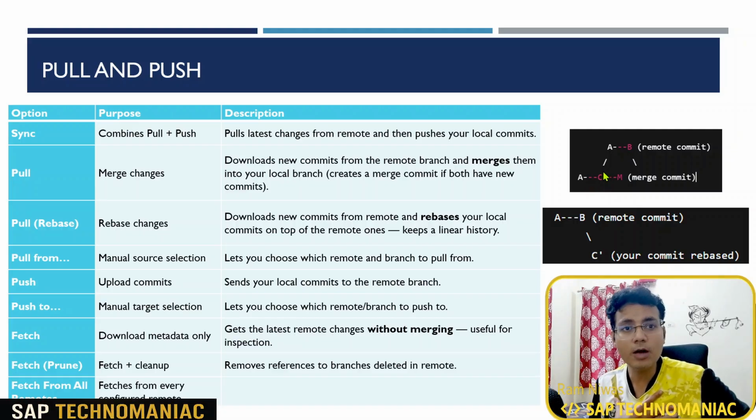Then whenever you commit, you will call the pull. What it will do, you will be having the separate thing called the merge. It will combine your B and C. It will create the M, merge commit. So this is how it will work whenever you work with the merge.